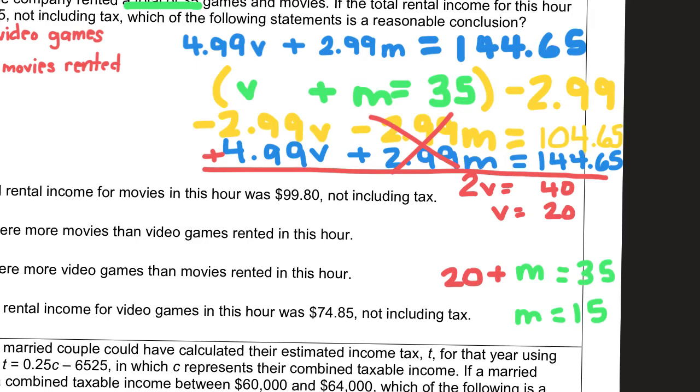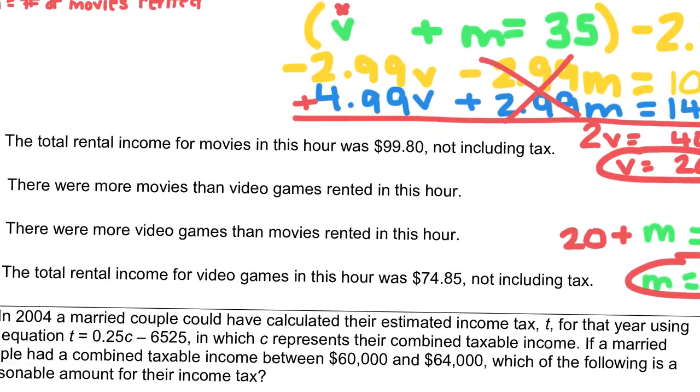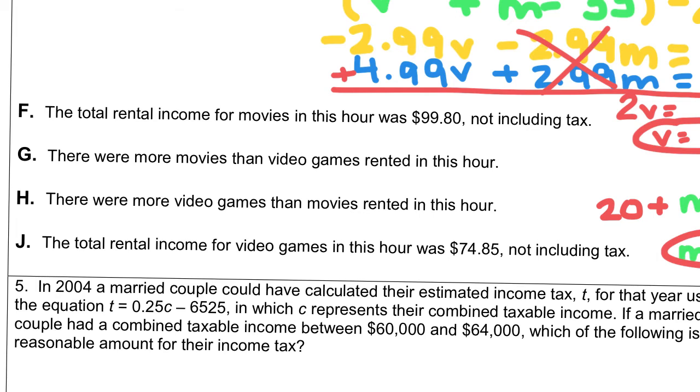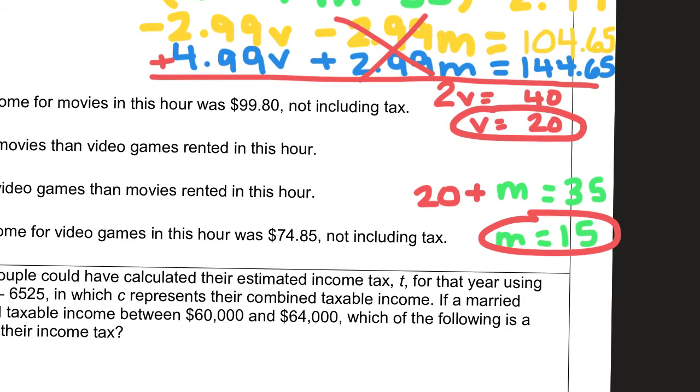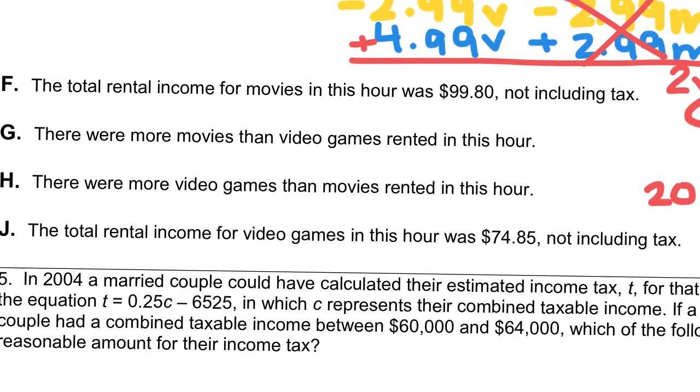I chose to use elimination, and I eliminated the movies and found that the videos that were rented equals 20. Then I substituted that back into this original equation right here and found that movies equals 15. Now let's go back and see each scenario in the answer choices. The total rental income for movies in this hour was $99.80, not including tax. So according to what we found, the number of movies was 15.